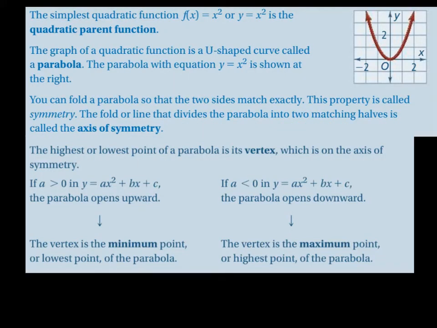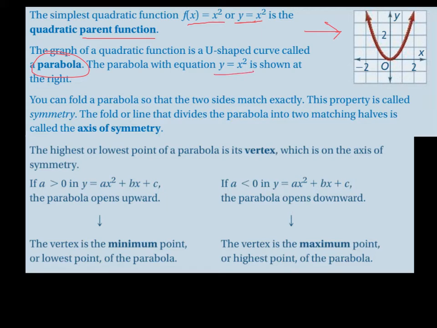The most basic or the simplest of the quadratic functions, written in this function notation of f of x equals x squared or y equals x squared, is what we call the parent function, or sometimes it'll be referred to as the base function. And the graph of a quadratic function is this U shape that we see over here to the right, that's called a parabola. So the parabola that's shown is the parent function of y equals x squared.